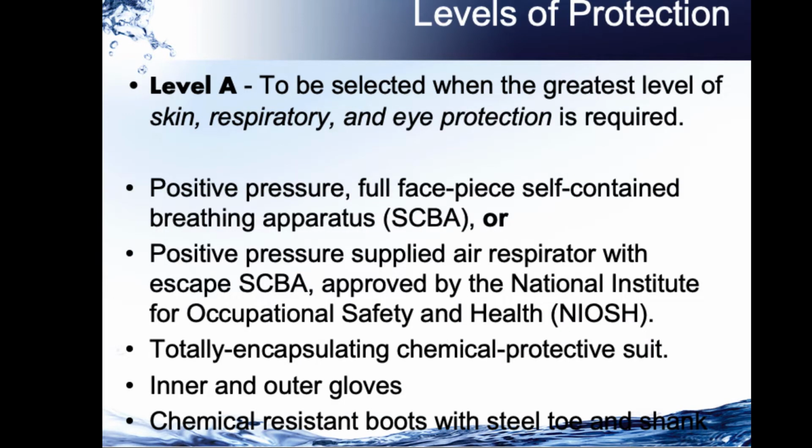So in level A, you select this when you have the greatest level of risk. It could be all skin, eye, respiratory. We have to protect everything. So they're in a positive pressure face mask that's self-contained. That means that the air is constantly being blown into the mask or into the suit. And that creates a push. So we're pushing the chemicals out as we're pushing the clean air in. You're in a totally encapsulating suit. You zip that up. It's almost like being in a double Ziploc bag. And then you have inner and outer boots.